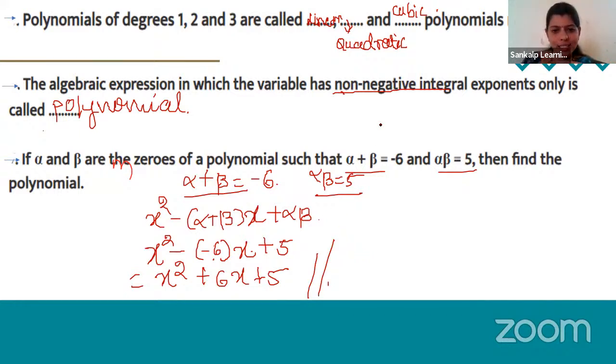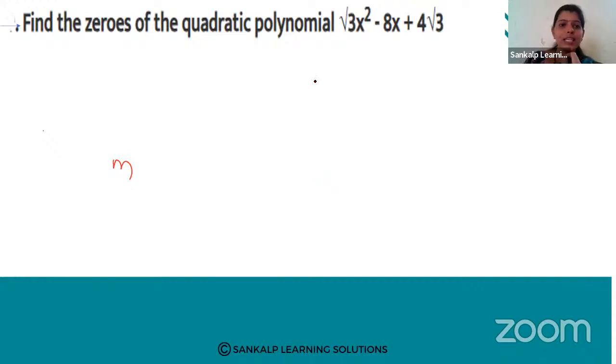In this case, in the question they have given the alpha plus beta value and the alpha into beta value. Using that, we have to find out the polynomial, right? Next, find the zeros of the quadratic polynomial root 3 x square minus 8x plus 4 root 3. This question can be asked for 2 marks, right? So we need to find out the zeros of the quadratic polynomial. Yes, how are you going to find out the zeros of the polynomial?